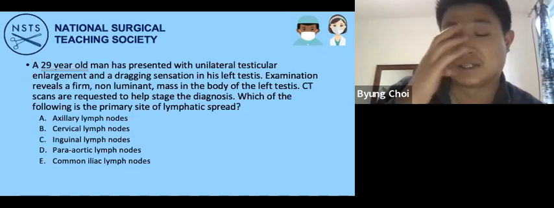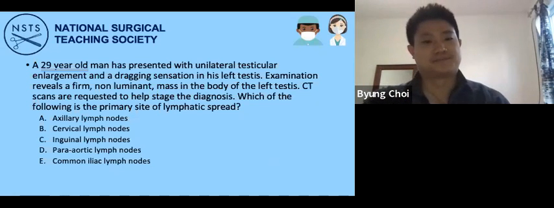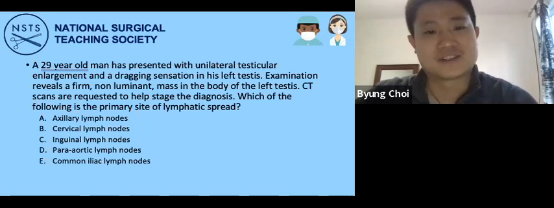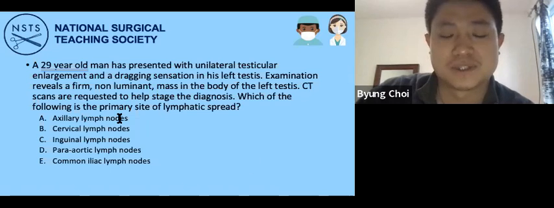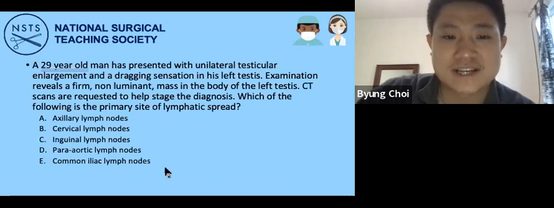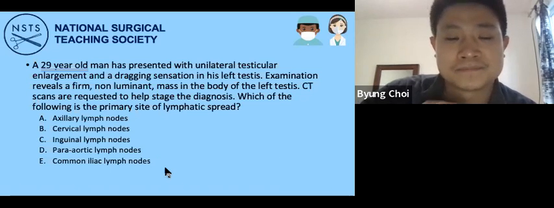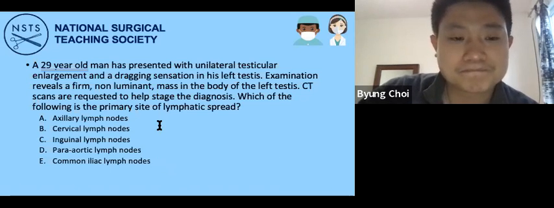So we'll move on now and set up the next poll for this question. A 29-year-old man has presented with unilateral testicular enlargement and has a dragging sensation in his left testis. Examination reveals a firm, non-luminant mass in the body of the left testis. CT scans are requested to help stage the diagnosis. Which of the following is the primary site of lymphatic spread? So you've got those options there: axillary lymph nodes, cervical lymph nodes, inguinal lymph nodes, para-aortic lymph nodes, and common iliac lymph nodes.